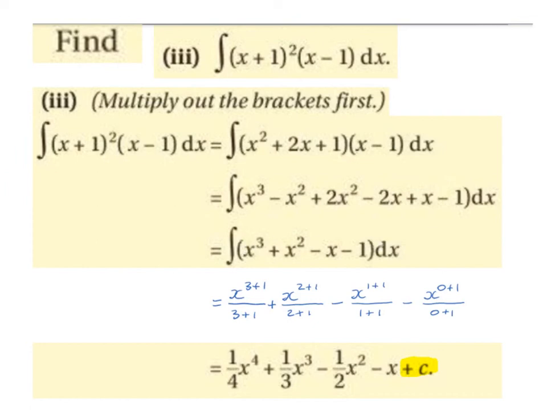Now we integrate separately. So x cubed, we'll have x to the power 3 plus 1 over 3 plus 1, which is a quarter x to the power 4. X squared, we have x to the power 2 plus 1 over 2 plus 1, which is a third x to the power 3. Minus x, we have minus x to the power 1 plus 1 over 1 plus 1, which is a half x, minus a half x squared. And minus 1, we have minus x to the power 0 plus 1 over 0 plus 1, which is minus x. And don't forget to add on your plus c.